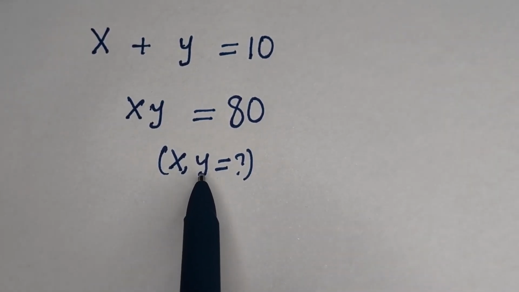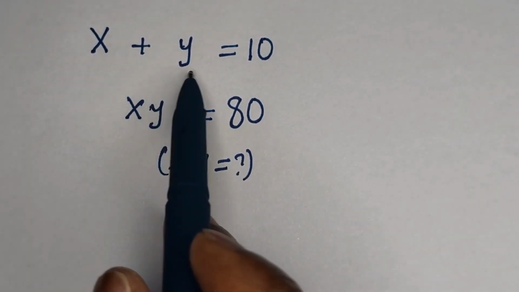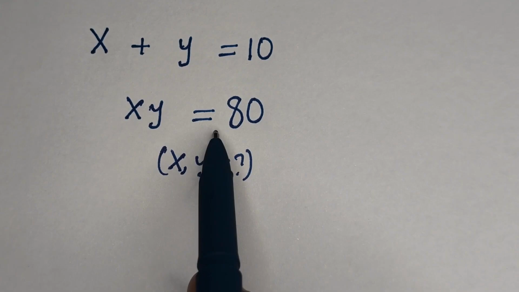Hello, how to solve for x and y in this equation. x plus y is equal to 10, xy is equal to 80.